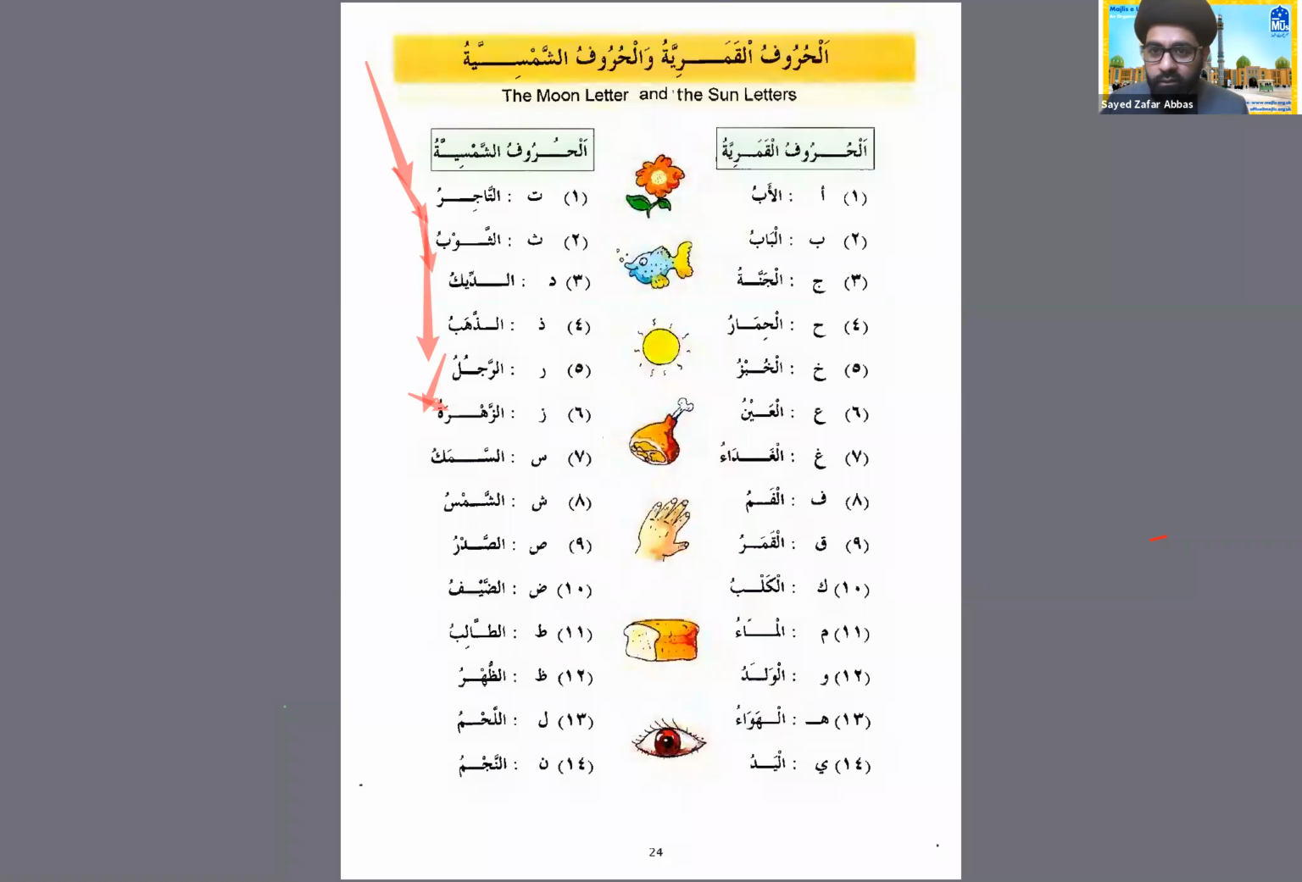Ad-Dayfu, which is the guest. Ad-Talibu, which is the student. Ad-Dhuhru, which is the time for Dhuhr. Al-Lahmu, which is the meat. And Al-Najmu, which is the star.